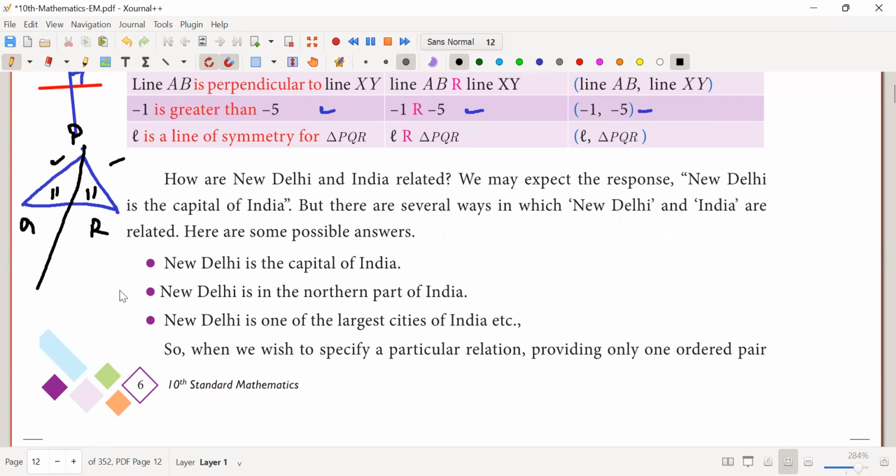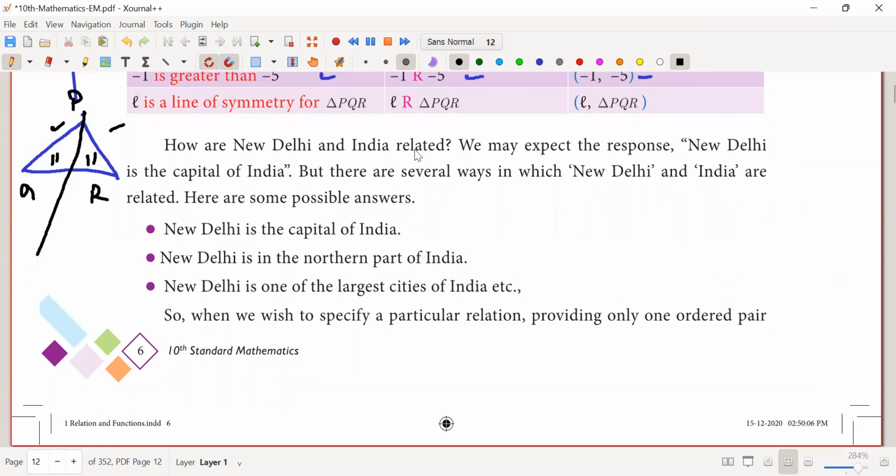How are New Delhi and India related? We may expect the response: New Delhi is the capital of India, but there are several ways in which New Delhi and India are related. Here are some possible answers. New Delhi is the capital of India. New Delhi is in the northern part of India. Delhi is one of the largest cities in India. So if we wish to specify a particular relation, we provide only one ordered pair. See here, New Delhi and India can be related in any number of ways, like infinity. We can easily relate anything with India, New Delhi.